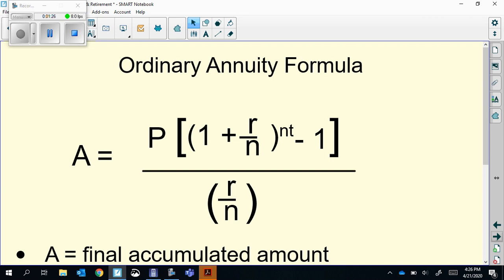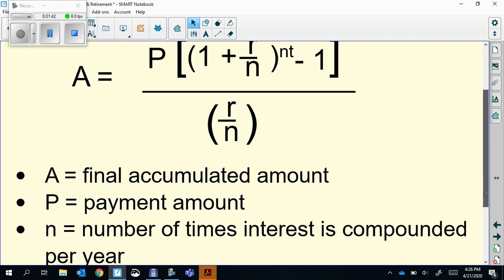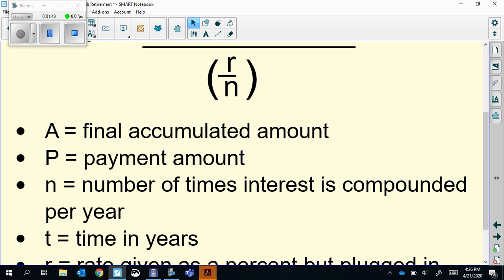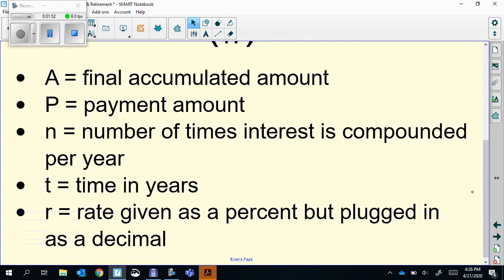So here's the formula for it. It looks a little bit complicated, but it's actually that 1 plus r over n to the nt formula that we've used before, but then minus 1, and then divided by r over n. So A is the final amount, P is the payment amount. The number of times interest is compounded is n, same as last time we used this similar formula. T is in years, R is the rate, but you plug it in as a decimal, same as other times we've used all of these letters. So again, we wrote it before that it spells out the word parent, just without the E, and that's still the case here. P-A-R, no E, N-T, parent.